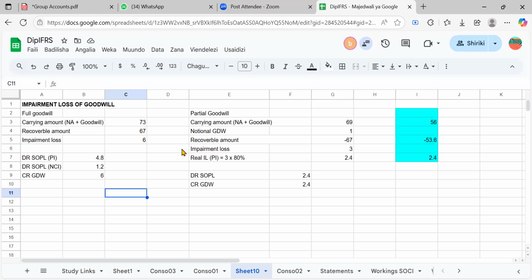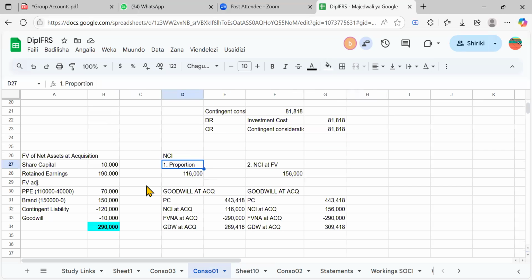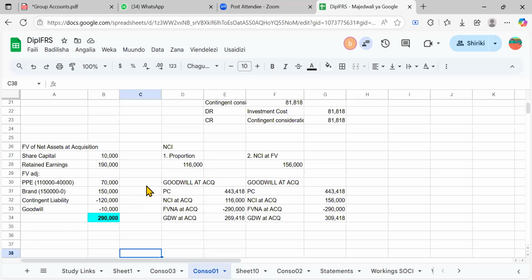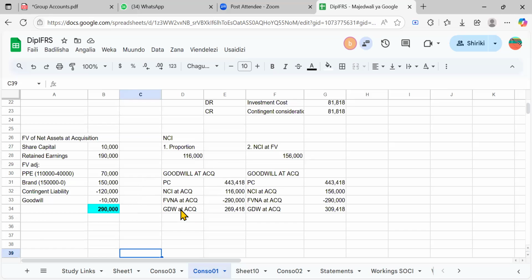Let's just try to go back up here. It was consideration number 1. You could see something. You see also here when you are comparing goodwill at acquisition on that question.